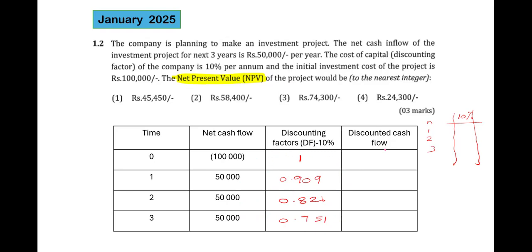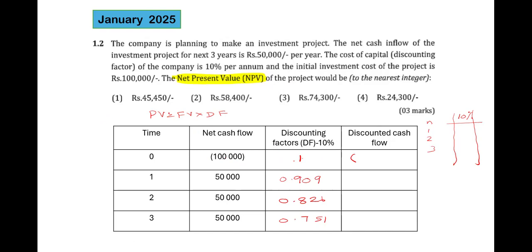Right. Now, how to find the discounted cash flow? What does discounting cash flow mean? You will have to find the present value of this cash flow. Then we invest 100,000 now, so the present value is also the same. Therefore, 100,000 times 1 is also the same. We multiply the net cash flow values by the discounting factors. For that reason, the formula should be PV equals future value multiplied by discounting factors.